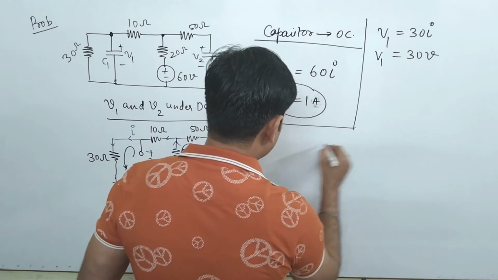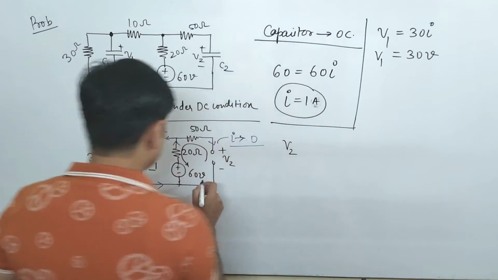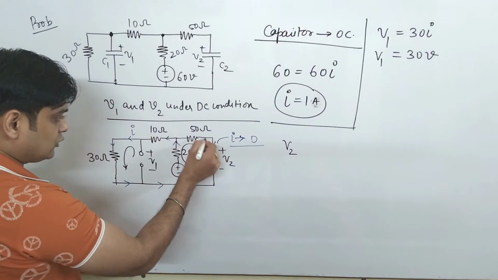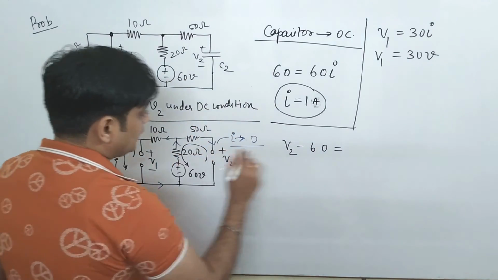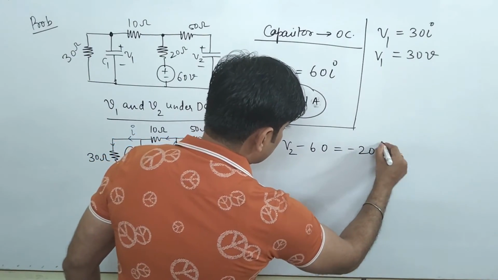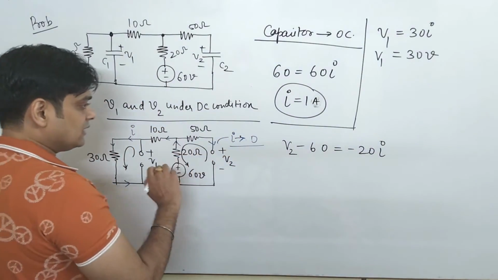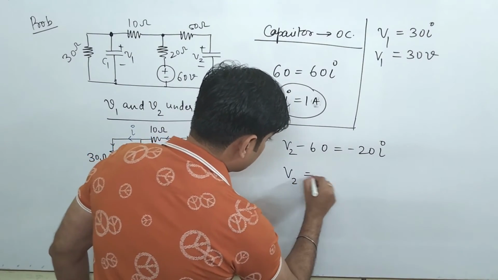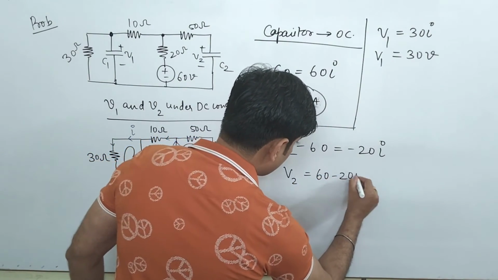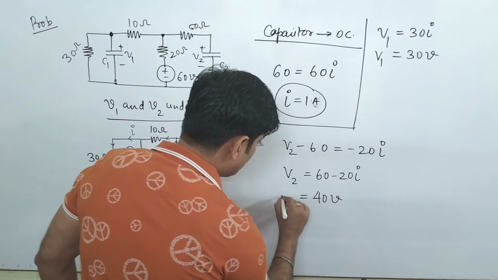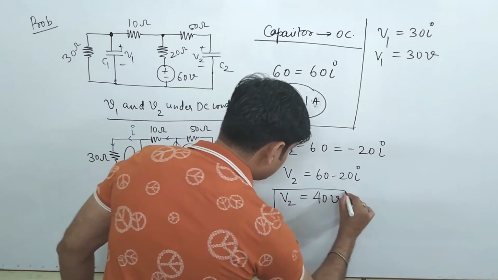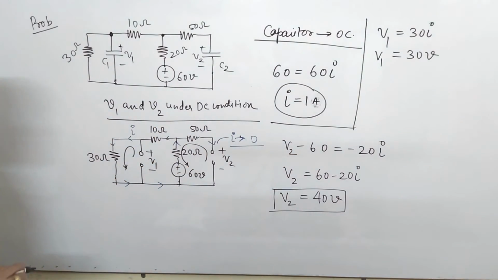Similarly, if you talk about V2, now I am applying here, so it is minus 2 plus V2 minus 60, that comes to be minus 20 into I, because I is flowing in this fashion, we are moving in this fashion. The value of V2 comes to be 60 minus 20I, the value of I as 1 ampere, so that comes to be 40 volt. This is the value of V2.